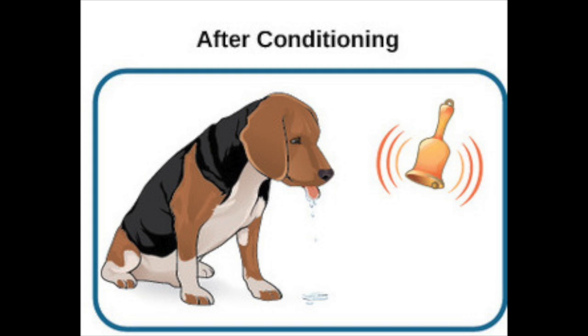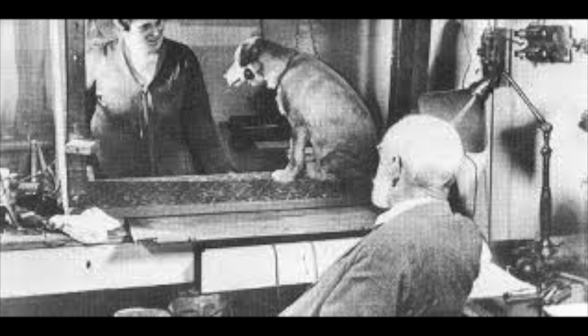After conditioning, Pavlov found that when he just rang the bell, the dogs would salivate as a result of the conditioned stimulus. The dogs produced a conditioned response associating the bell with meat. After being conditioned, the dogs learned to salivate with the bell whenever they hear it. Classical conditioning can be applied to animals and people.